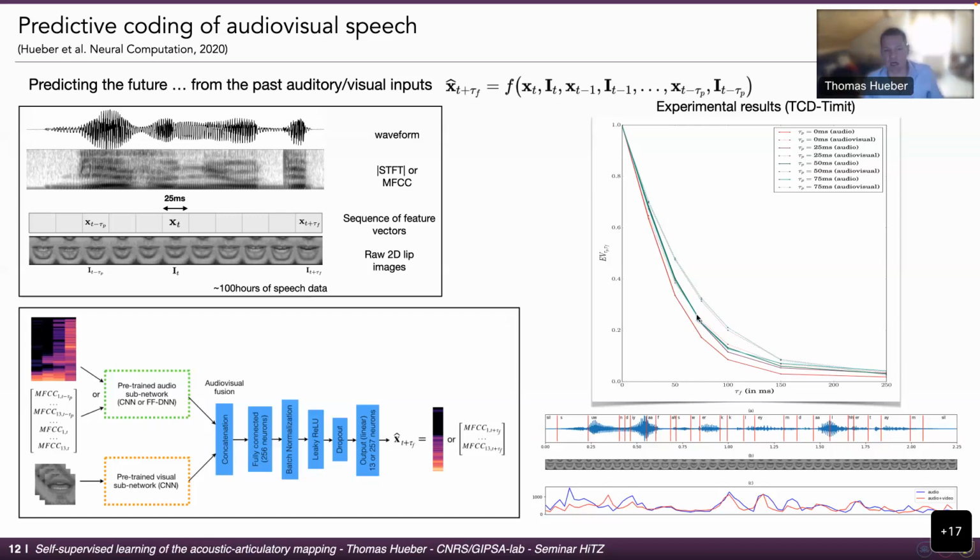So the conclusion of this study is that learning speech representation in a self-supervised manner using these predictive coding techniques seems to be a good idea, but we have to keep in mind that if we go too far in the future, of course, as expected, we have a performance drop, which is quite high, and we do have a benefit of relying on lip movements to improve the quality of the prediction.